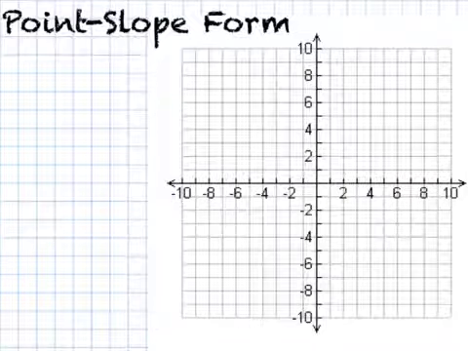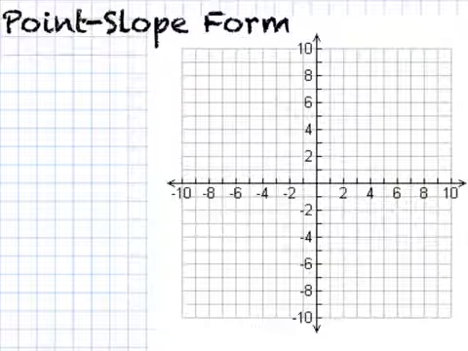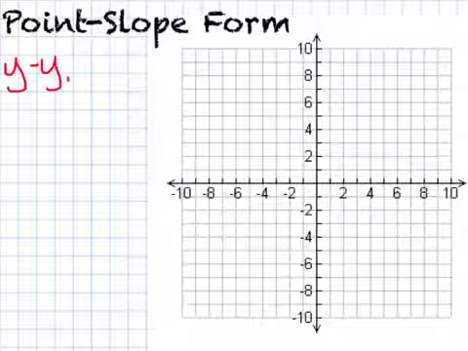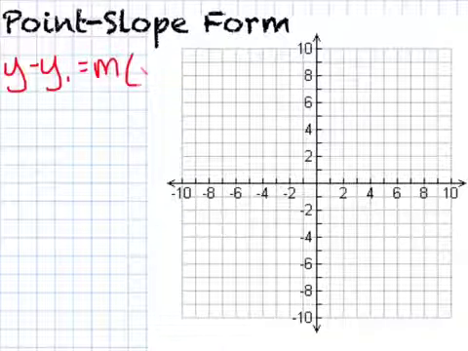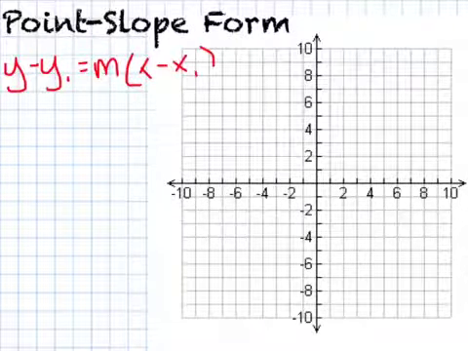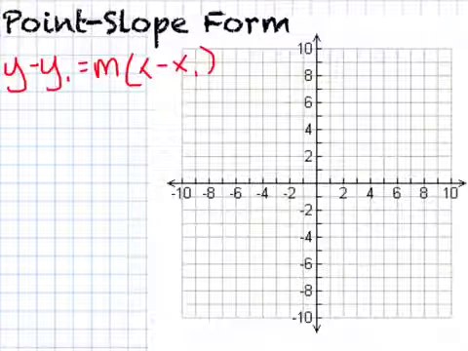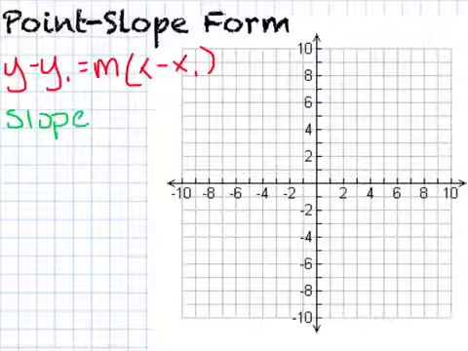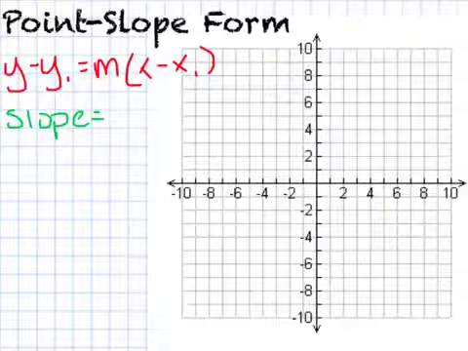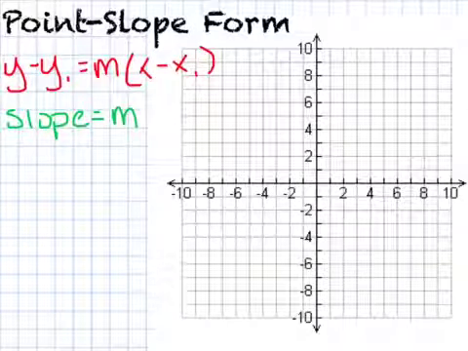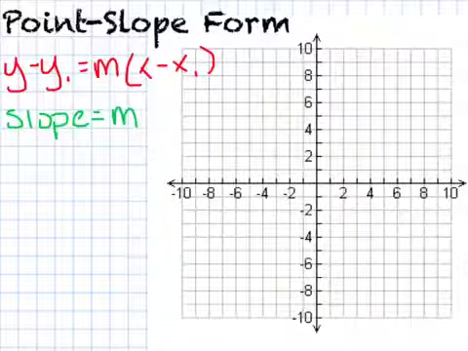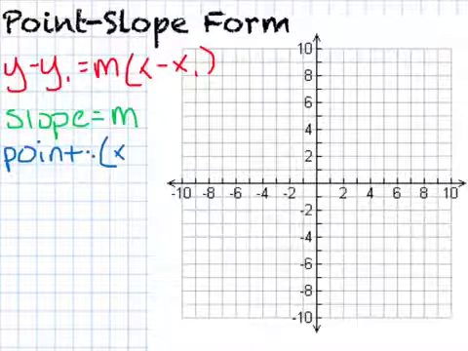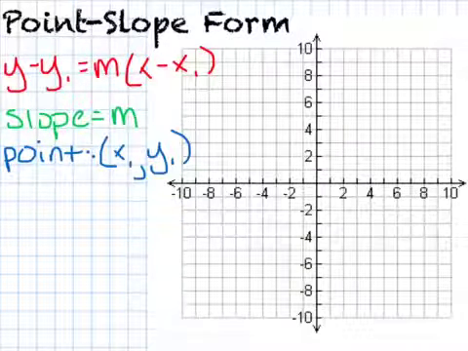The next form that we talked about is point-slope form. Point-slope form is y minus y1 equals m(x minus x1). Now in this one, again, our slope is always m. We have point-slope form, so if m is our slope, the other letters must be our point. So our letters x1 and y1 will create a point, x1, comma, y1.